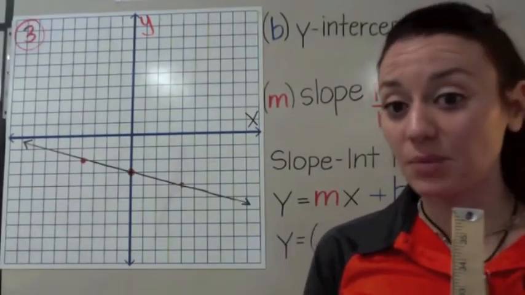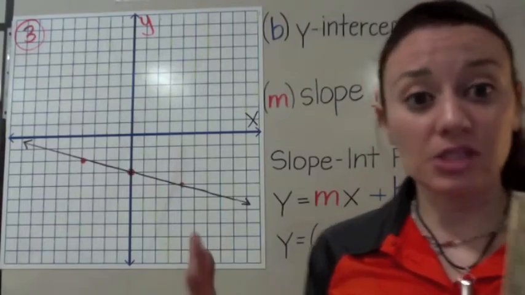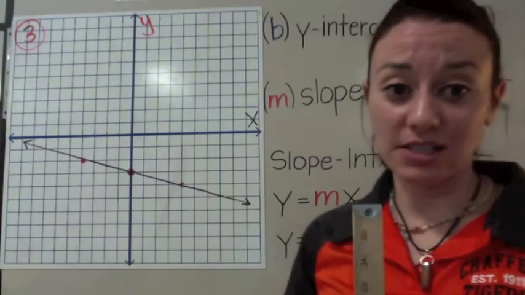Next, let's take a look at number 3. First of all, what do you notice about the line? Do you think this line has a positive slope or a negative slope?